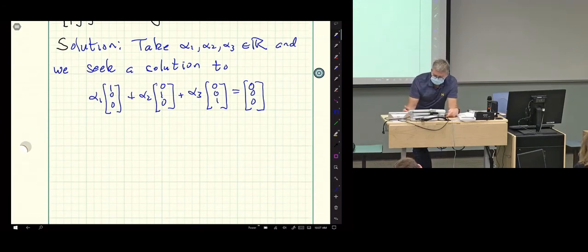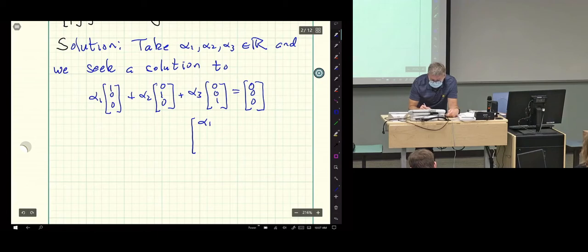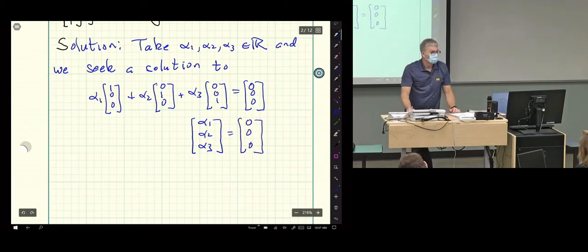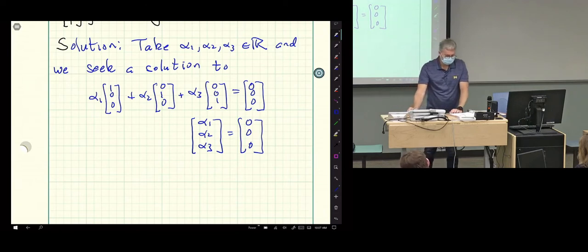Okay, so these vectors are particularly nice because when we add these up, we do the first row, we get alpha 1, we do the second row, we get alpha 2, we do the third row, we get alpha 3, 0, 0, 0. So there's only one solution to this equation.